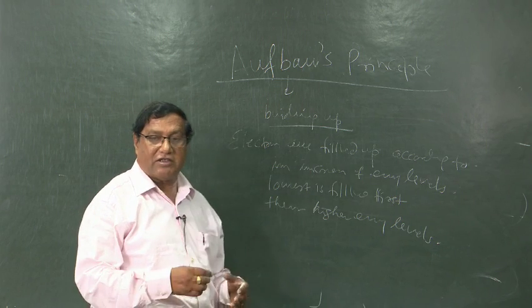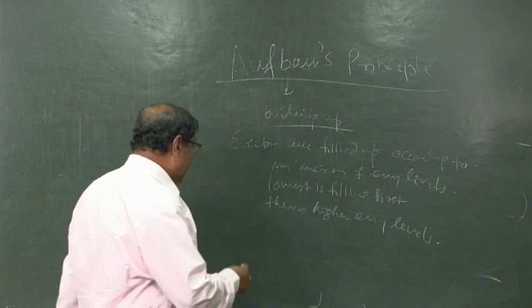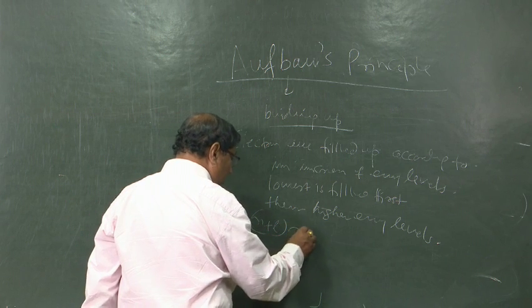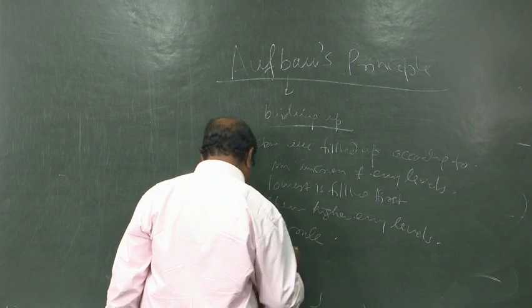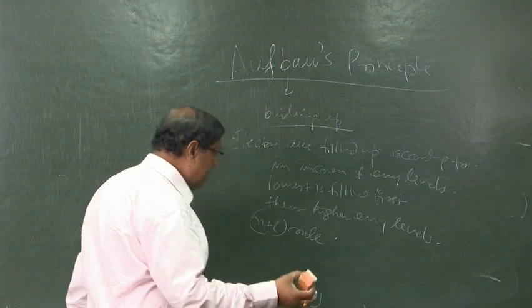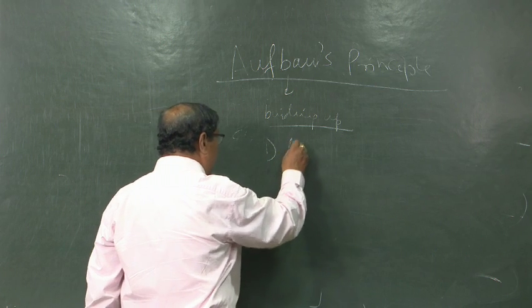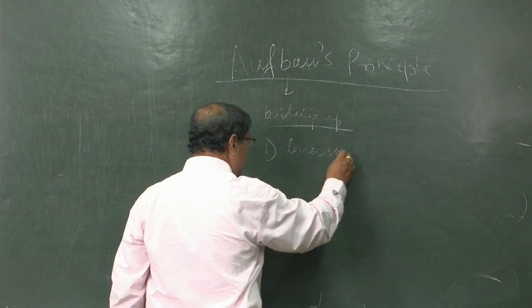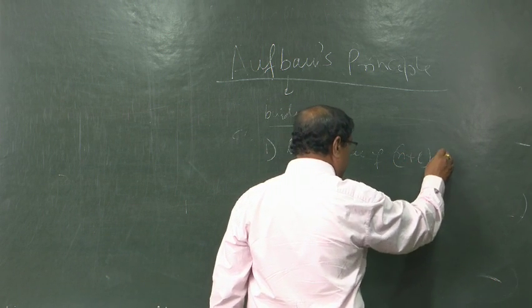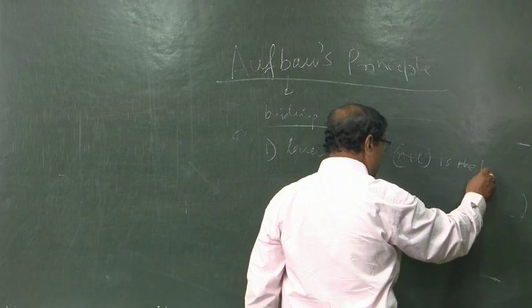Whether an energy level is lower or higher is decided by the n plus l rule. What is the n plus l rule? The lower value of n plus l means lower energy.